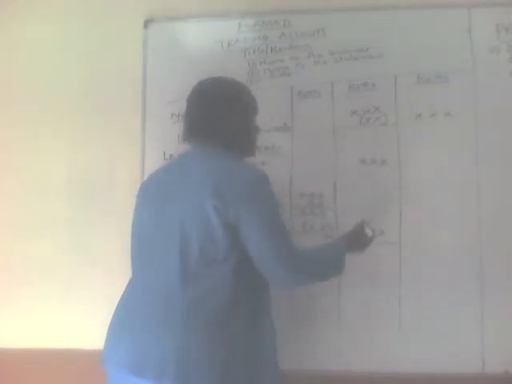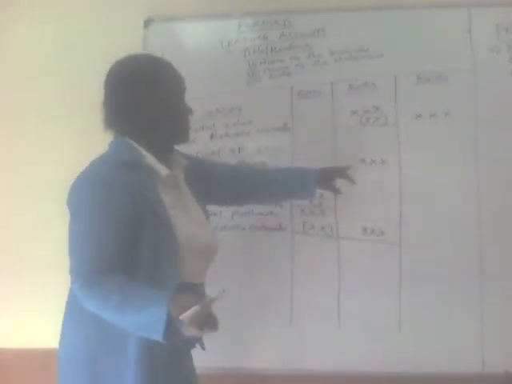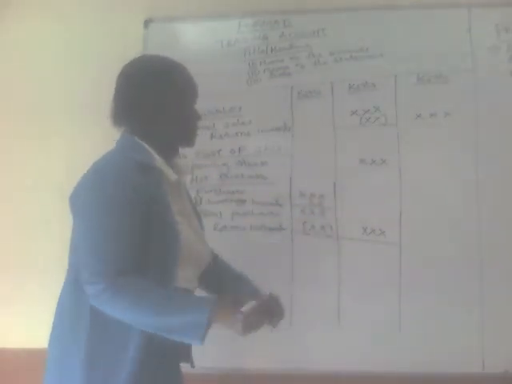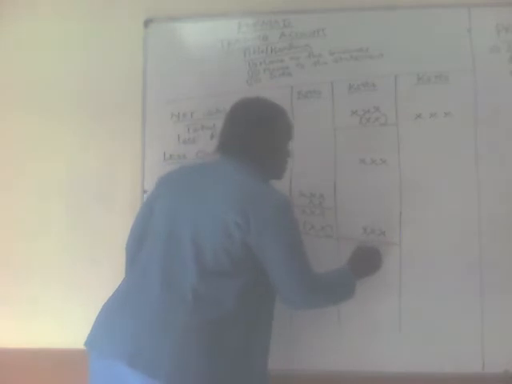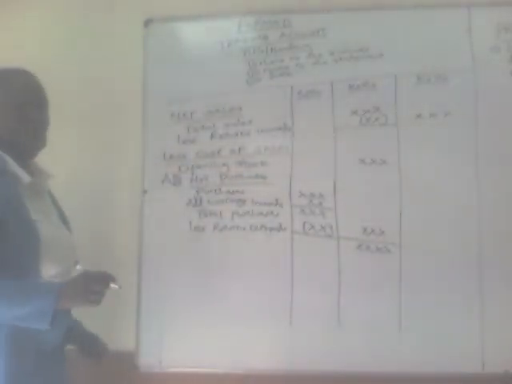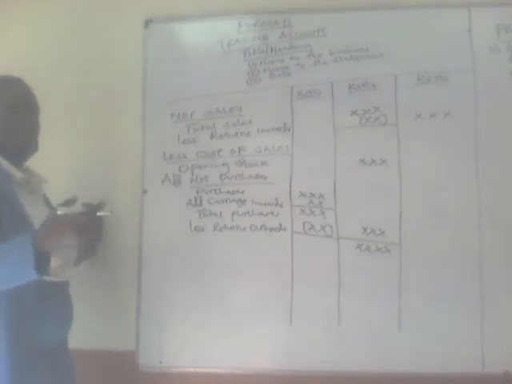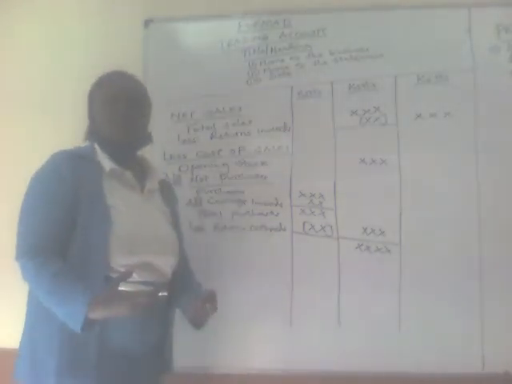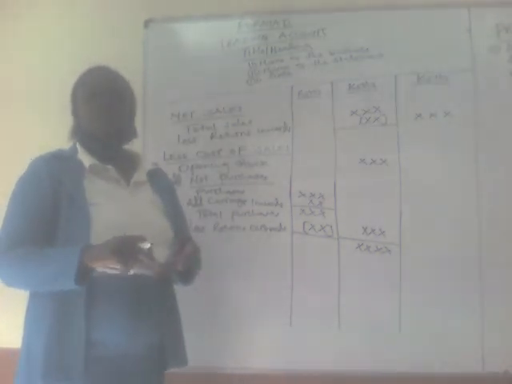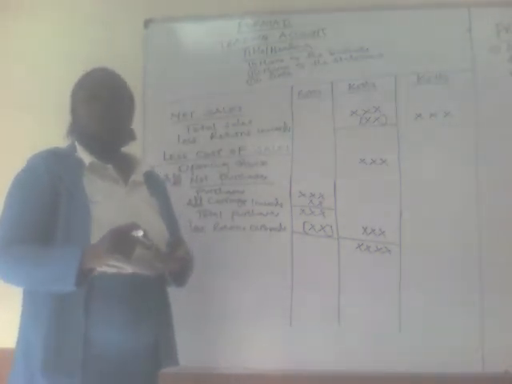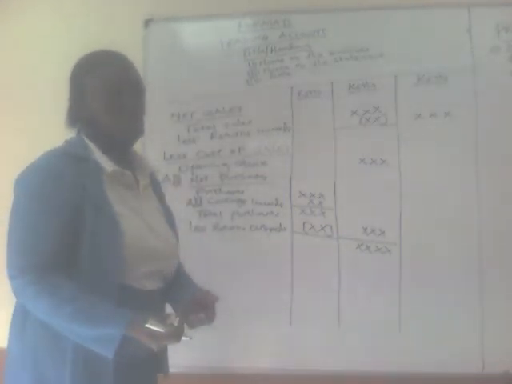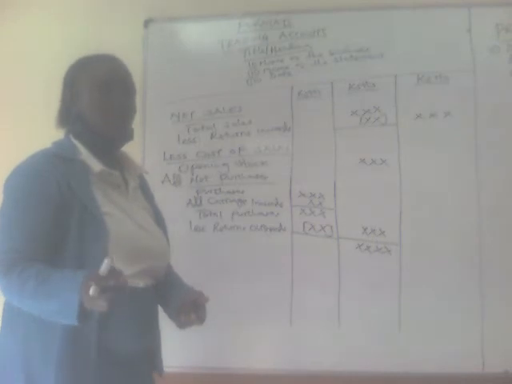When we add opening stock plus the net purchases, the figure which we get here, we call it cost of goods available for sale. The goods are there, they are available to be sold. So the opening stock plus the net purchases, you get now the goods which are available, awaiting to be sold. That's why we call it cost of goods available for sale.